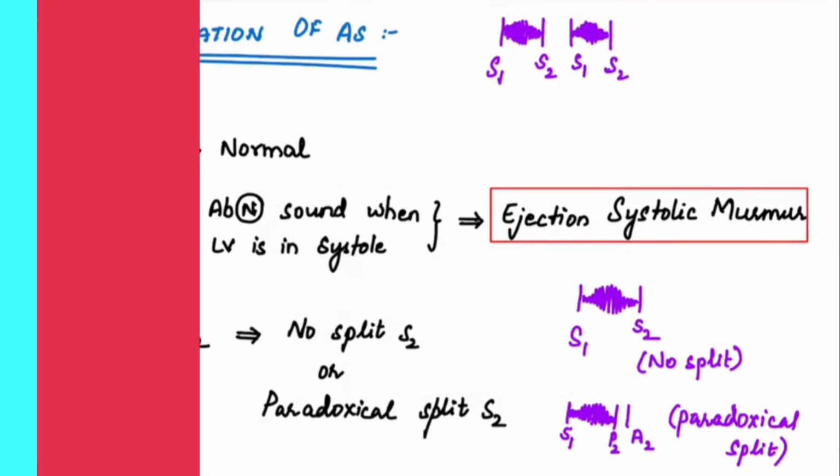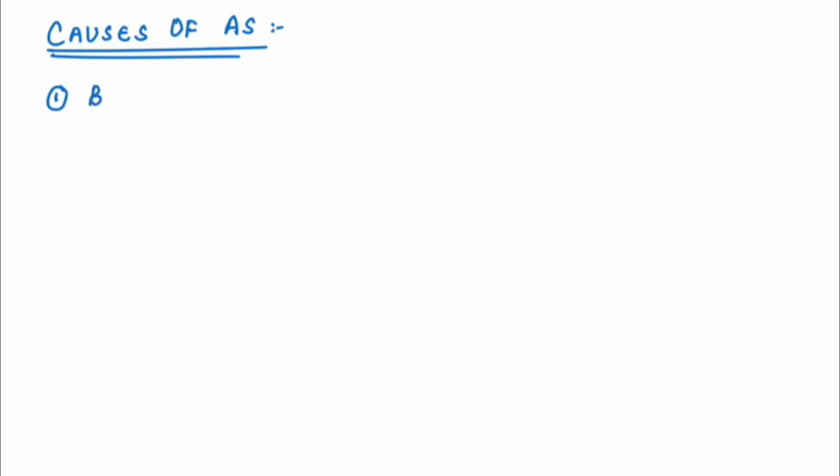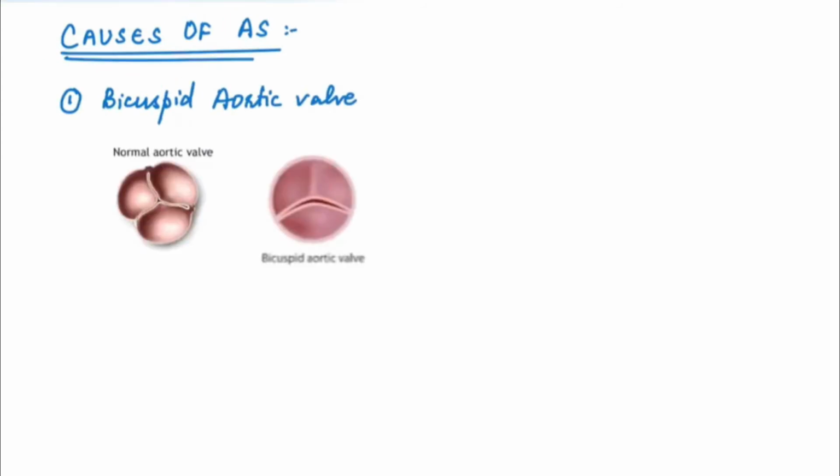Now coming to the causes of aortic stenosis. It can occur because of some congenital reasons like a bicuspid aortic valve. So this is a normal aortic valve having 3 cusps, and this is a bicuspid aortic valve having only 2 cusps that can cause aortic stenosis.